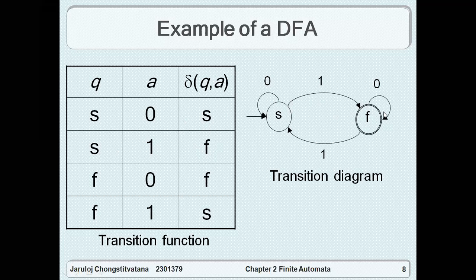And F with 0 means F is the state and 0 is the input alphabet. The transition function δ(F, 0) reaches the same state F. F is the final state, and with 1 as the input alphabet, the transition function is δ(F, 1). From F with 1, the transition goes to S. So that is the state. This is the construction of a transition diagram into a transition table.